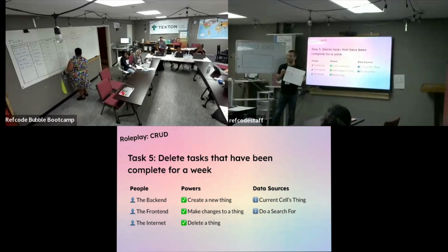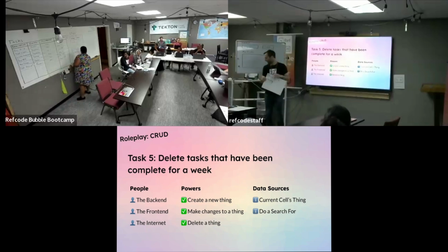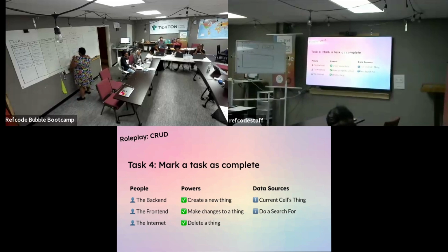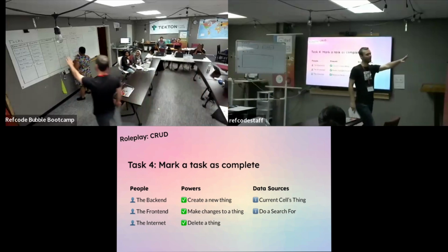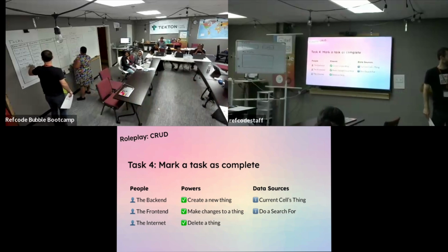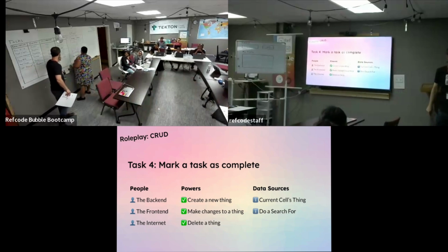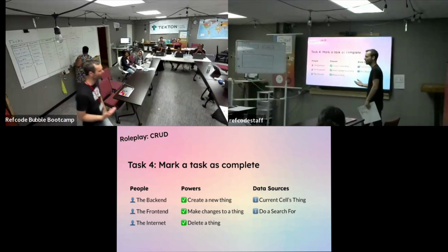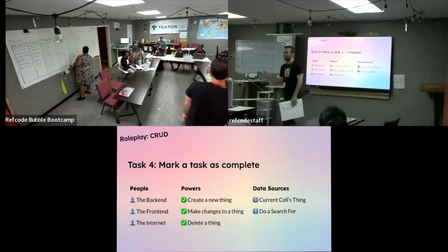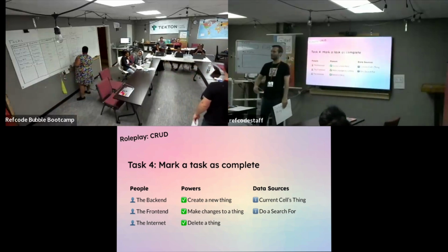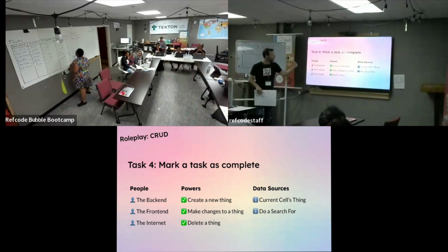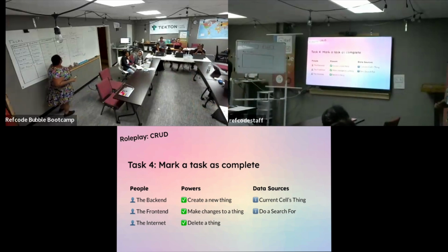Now, by the way, what I skipped was mark a task as complete. So we've got all these tasks that are complete, like Peter paid taxes on April 15th, and it's marked as complete. That's a long time ago. We might want to just delete all the really old tasks that have been complete for a long time. So that's what task 5 is.